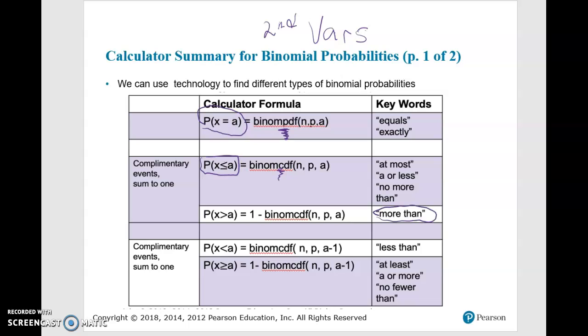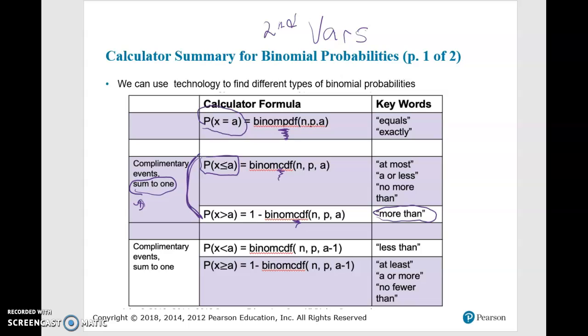So if you're finding the probability that x is more than a number, we have to do 1 minus binom CDF of n, p, a. These are complements. That means that their probabilities sum to 1, as we can see right here. Now, our calculator only finds probabilities going from 0 up to a certain number, so it only works from the left side shading. So that's why we have to use complements if we have probability of x is greater than a number.